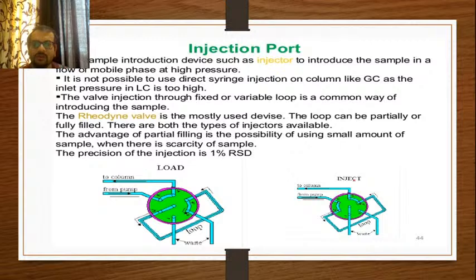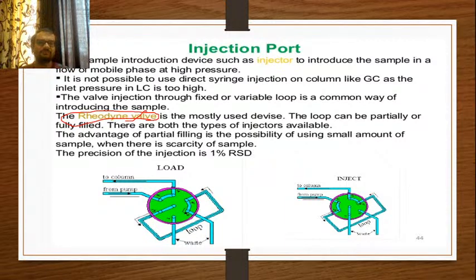Now the sample introduction device is an injector, to introduce the sample in a flowing mobile phase at high pressure. There is an injector just like our hypodermic syringe, which is helpful in the case of your Rheodyne valve. A Rheodyne valve is an injector system where you can easily get access to put the sample inside the column. Okay, it is not possible to use direct syringe injection on LC columns like in GC, as the inlet pressure in LC is too high.